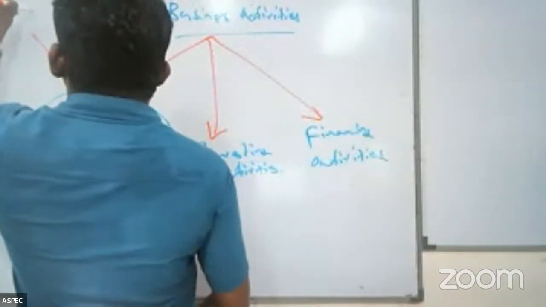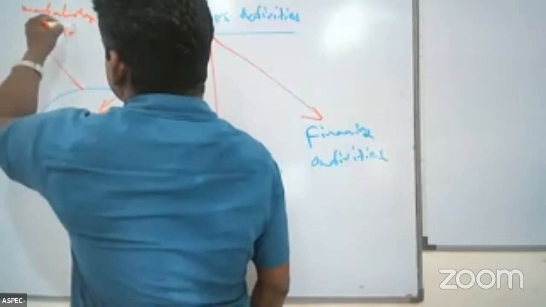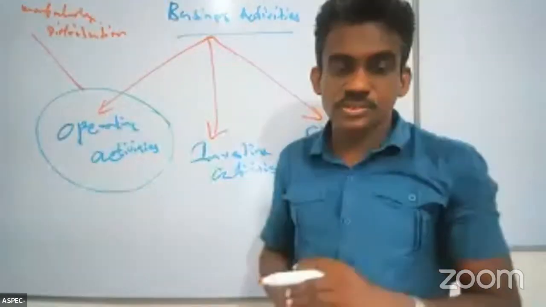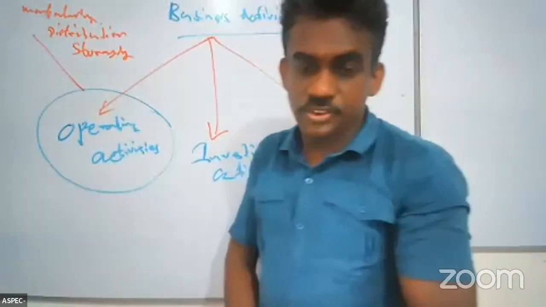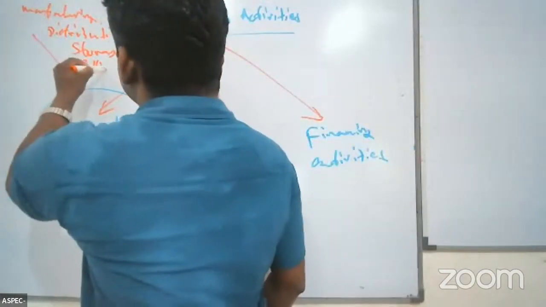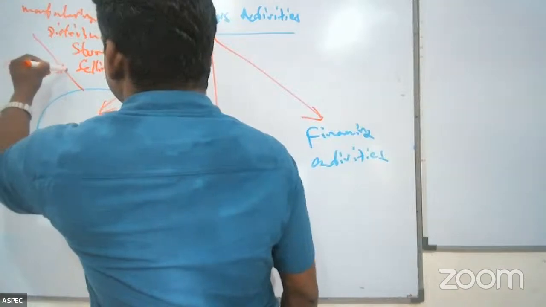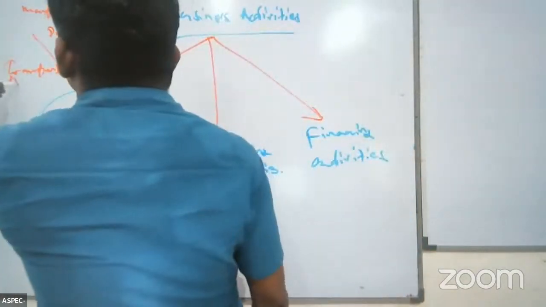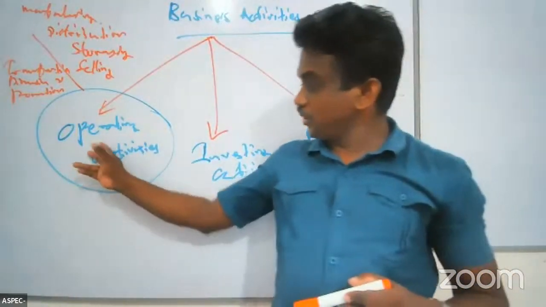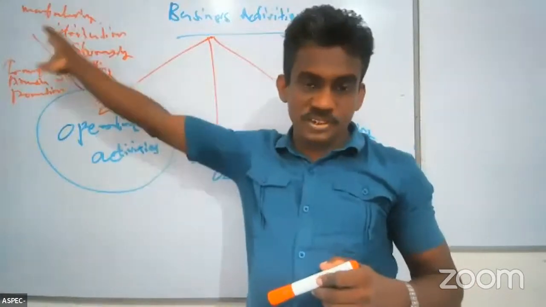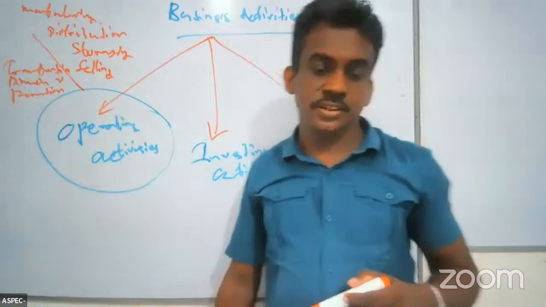Manufacturing the goods, distribution, storage, selling, transportation, advertising and promotion. These are examples of operating activities: manufacturing, distribution, storage, selling, transportation, advertising and promotion.